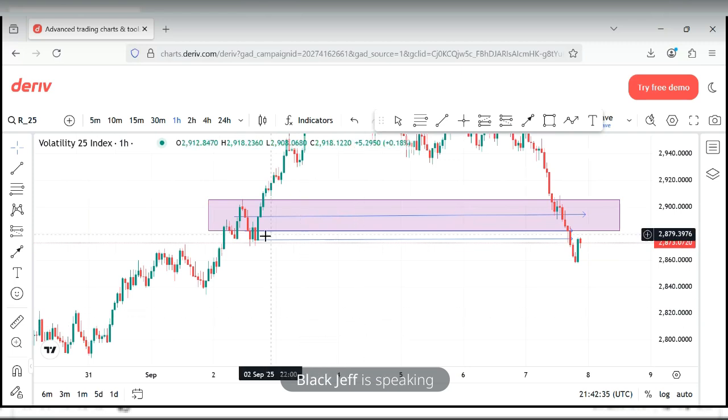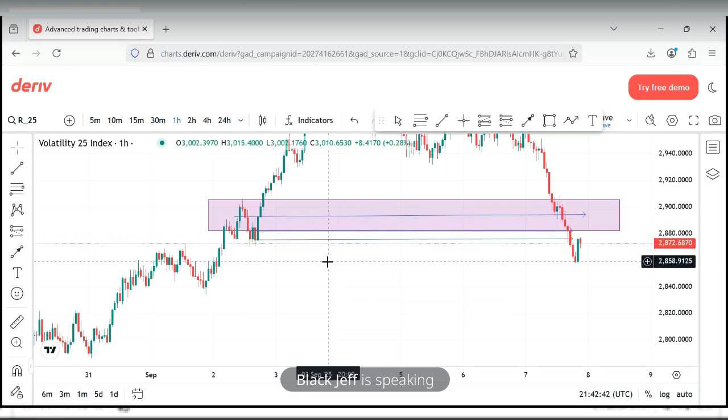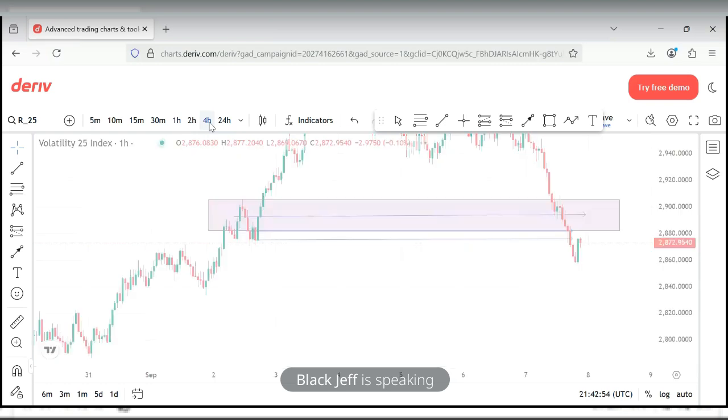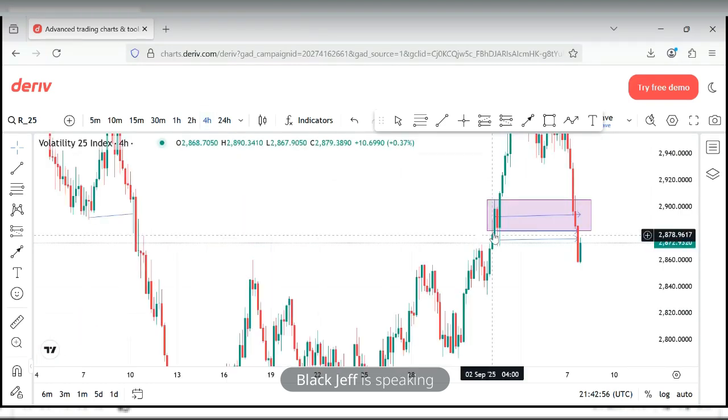On H1, that same zone is what we have as key level, meaning that this trade has been confirmed already. Then we don't need to go on H4. If you now go on H4, we see that same place is a key level.